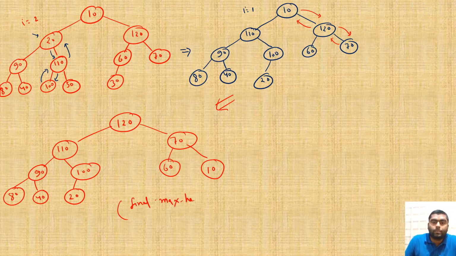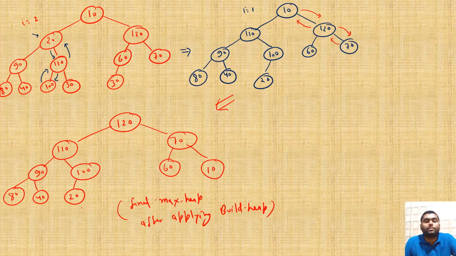Final max heap after applying build heap. Okay, so 120 is greater than both its children, 110 is also greater, 90 is also greater, 100 is greater than its children. Okay, so this is the result. So this will take what, order of n time.